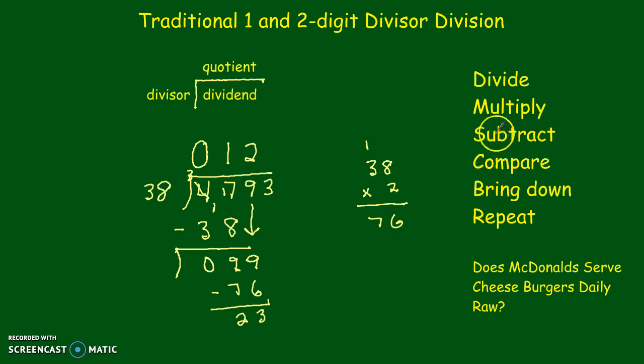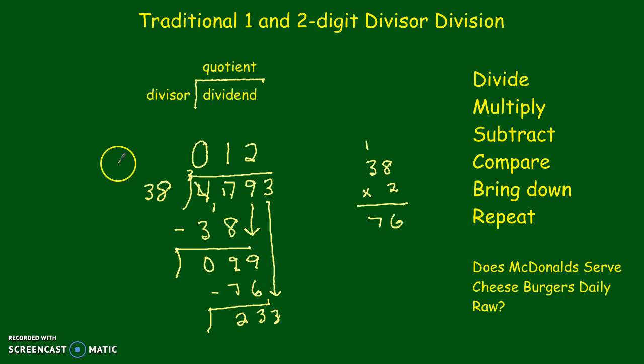Then after I subtract, I have to compare. 23 is still less than 38. And since that works, my next step is to bring down again. And I'm going to bring down that 3. And since I brought down, then I have to repeat and go all the way up to the top and do it again. 233 divided by 38.